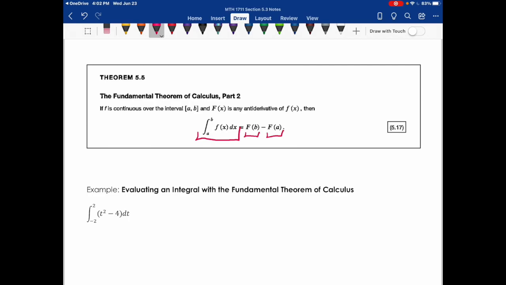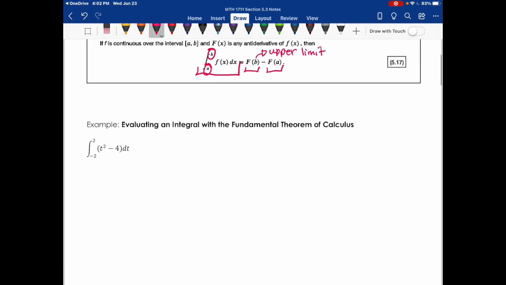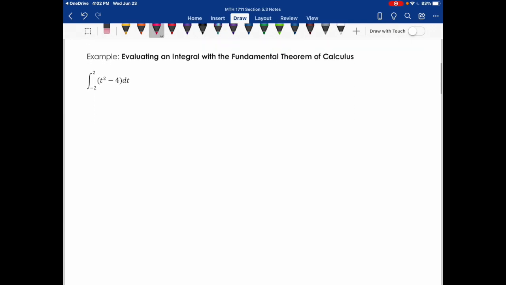Now, because this is subtraction, the order matters. You always want to evaluate your capital F function at b first, and then at a, and subtract. So you always take capital F of b minus capital F of a. You do the upper limit first, because the order matters. Okay, so let's go ahead and use this fundamental theorem of calculus to evaluate this integral.